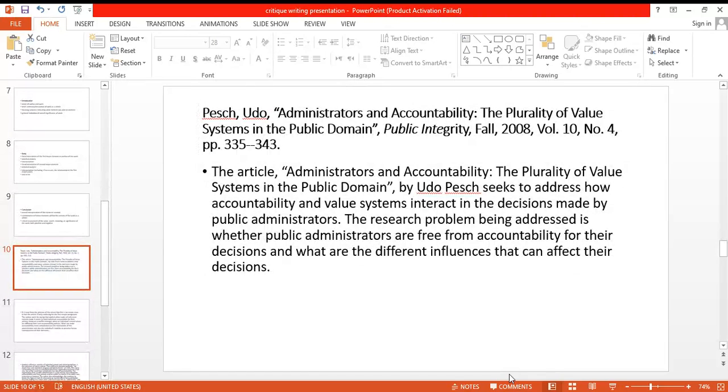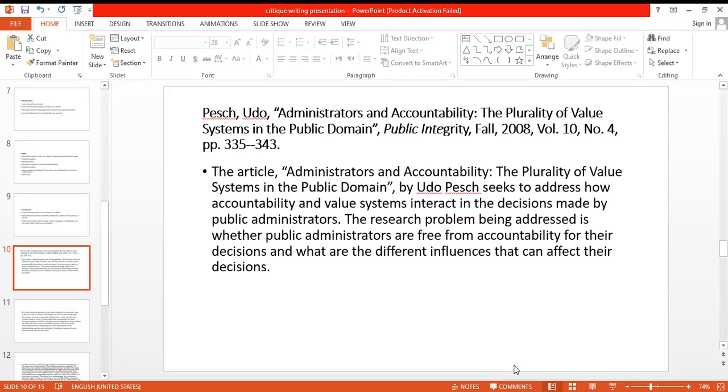Okay, so quickly, I'll just give you an example of a critique. This is a non-fictional critique. It was published in a journal, and it's about administrators and accountability, the plurality of value. So, as I said, what do you do in the beginning? You give the name of the writer, and you give the name of the article or the book or the journal, whatever, right in the very beginning. This essay is critiquing an article. The name of the article is Administrators and Accountability, the Plurality of Value.